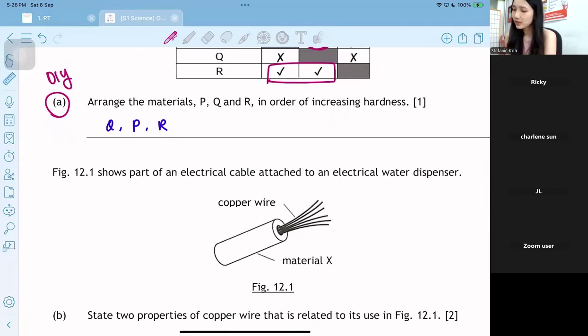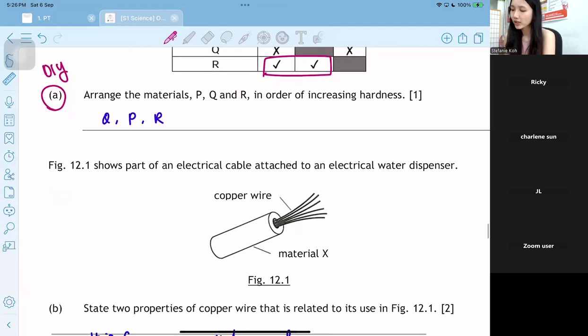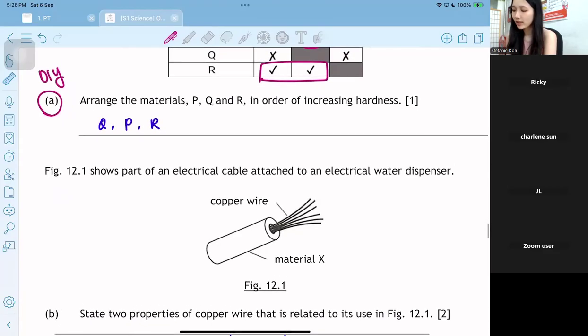Next. Electric cable attached to an electrical water dispenser. State two properties of the copper wire. Okay, let me just go down the name list. Gil, two properties.